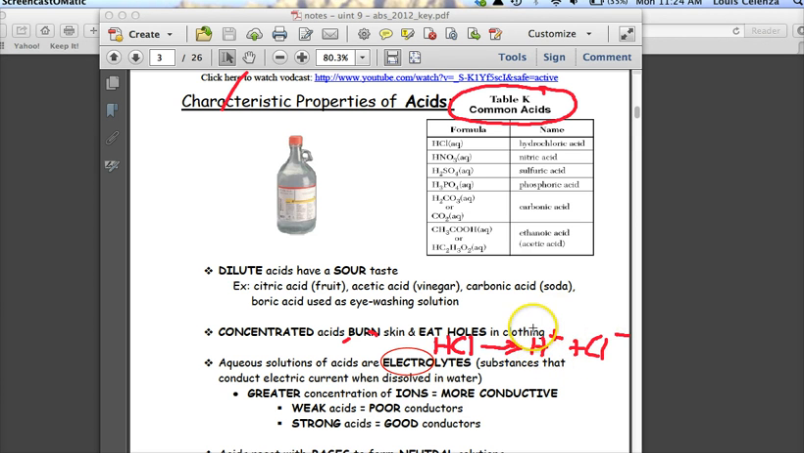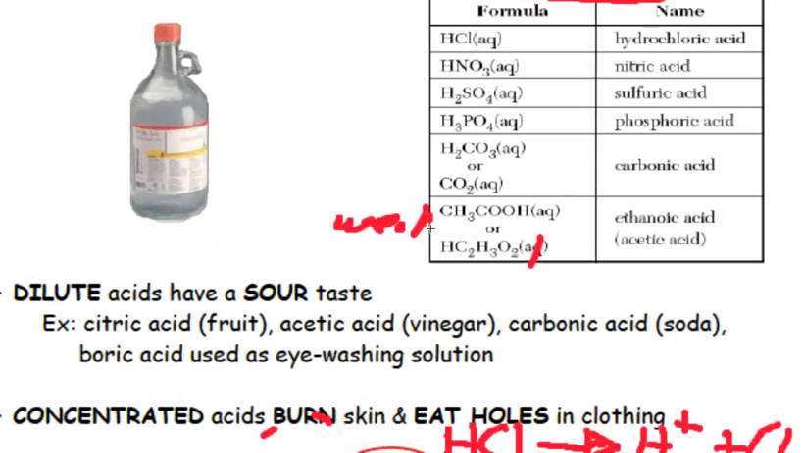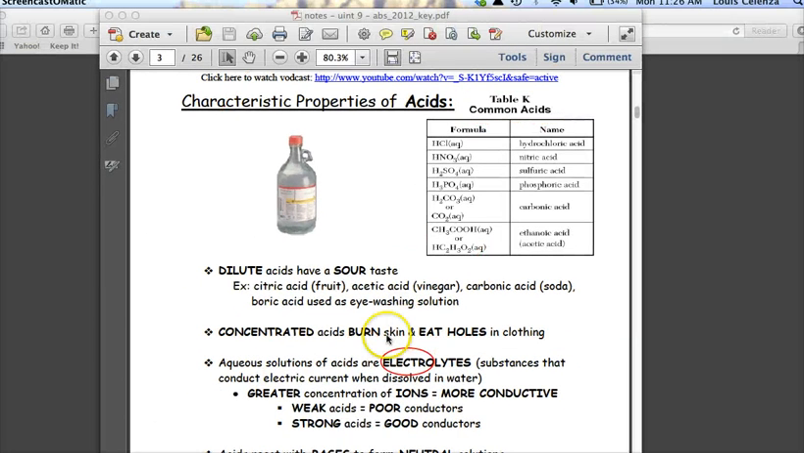And the more ions in the solution, the better the conductor it is. So a weak acid, like for example acetic acid, is a conductor, but it is extremely weak. A stronger acid like HCl, which is right here, is a very good conductor because when it dissolves in water, it breaks apart almost entirely into ions.